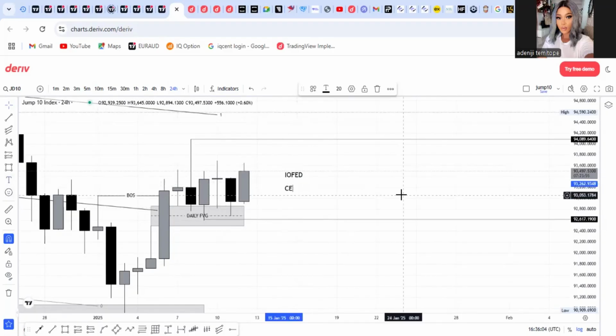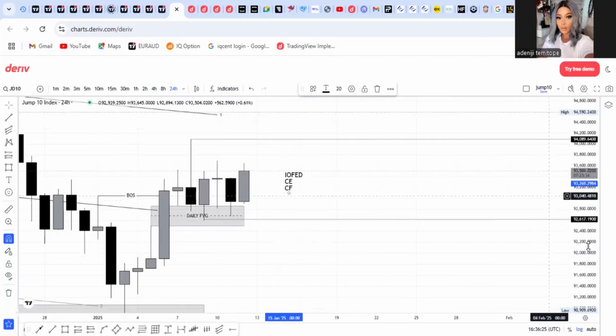Then when price completely fills the fair value gap, we say it's a complete fill. Complete fill. That's a CF.